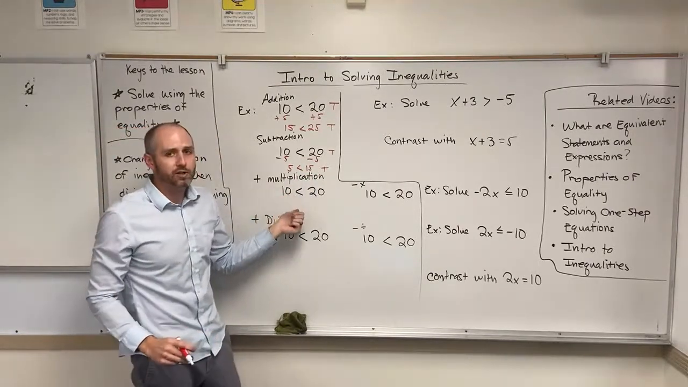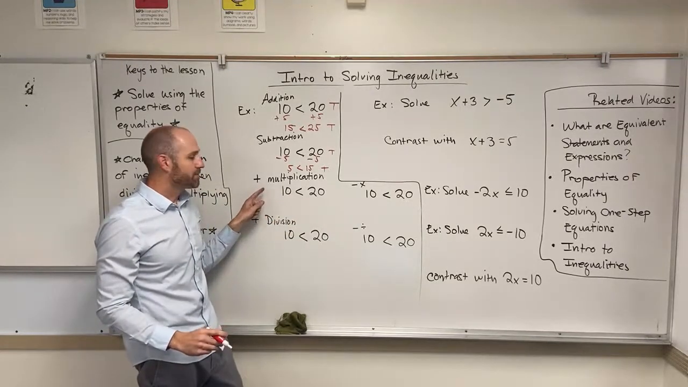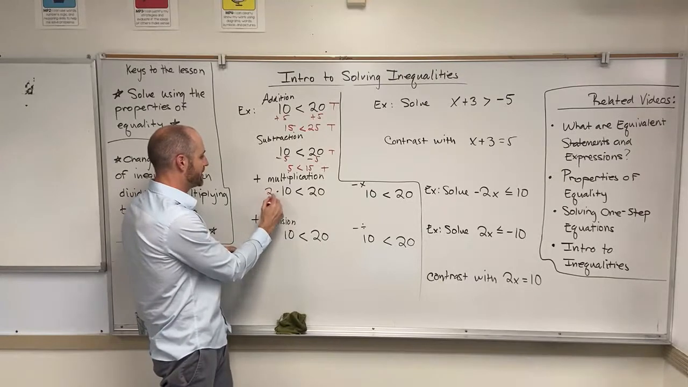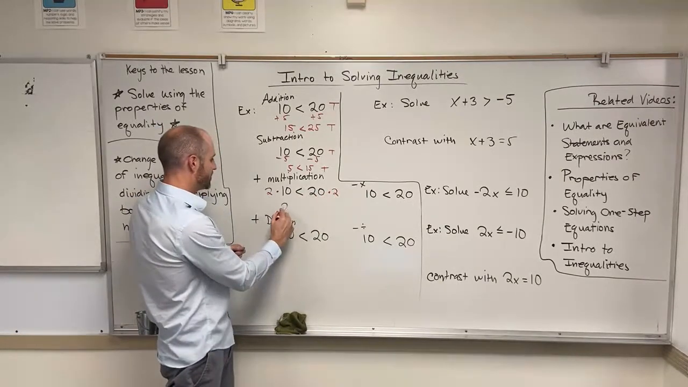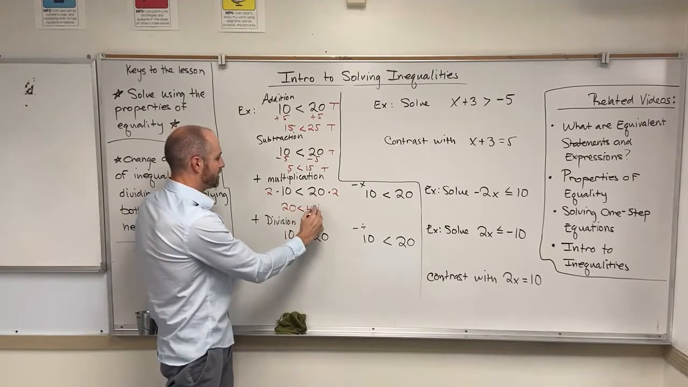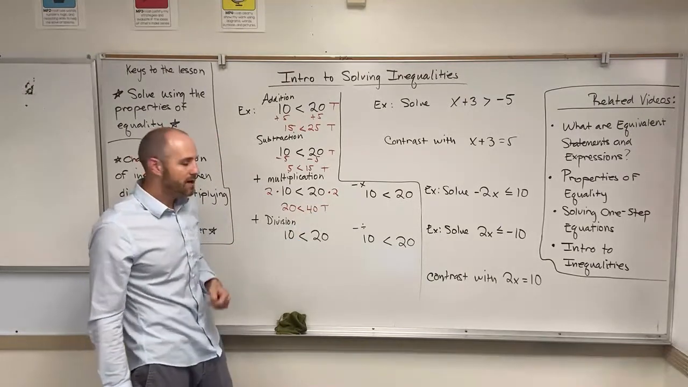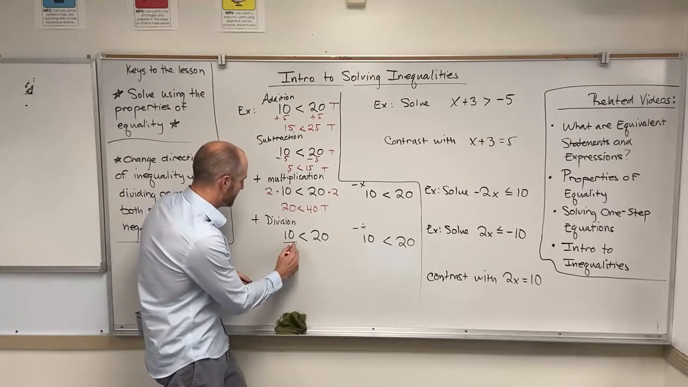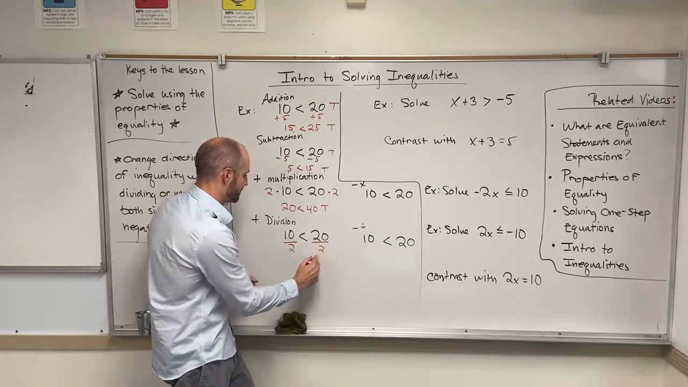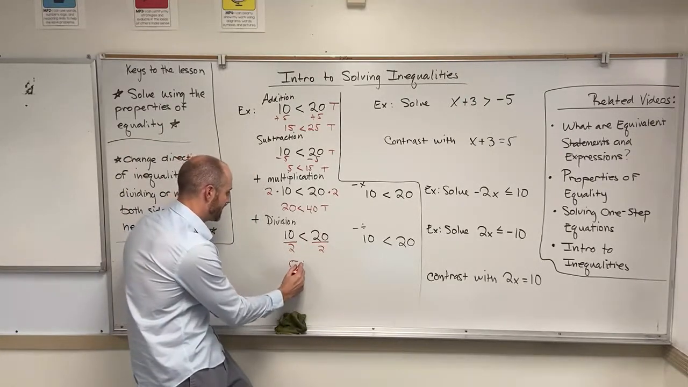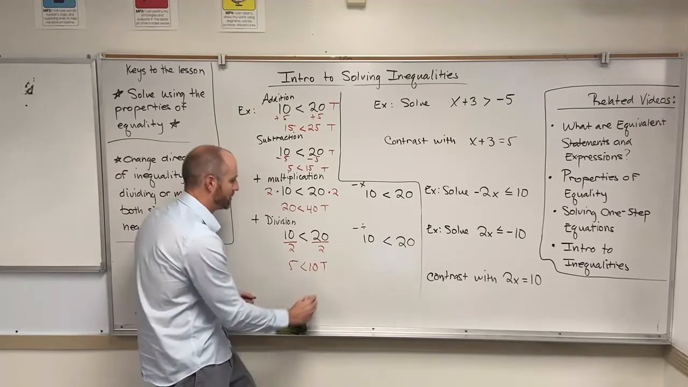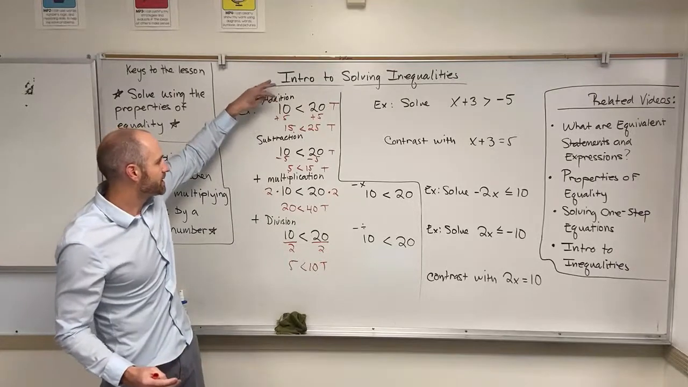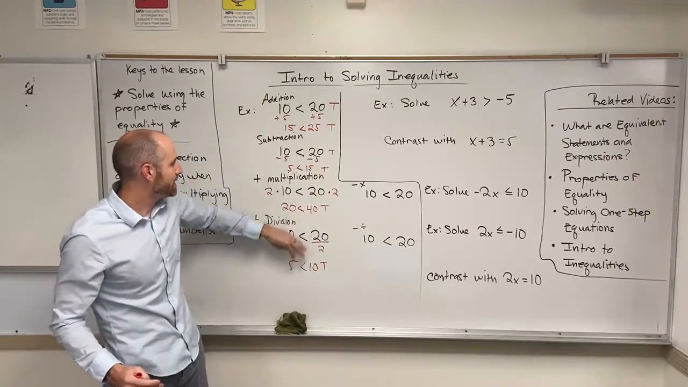For multiplication by a positive number, say we pick 2, right? If we multiply both sides of this inequality by 2, we're going to get 20 is less than 40, which is still a true statement. And finally, if we divide by a positive number, say we divide both sides by 2, we started with a true statement, we're going to get 5 is less than 10, we ended with a true statement. So no problem using any of the properties of equalities for anything here.